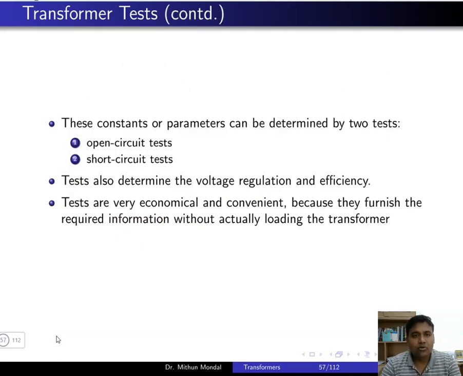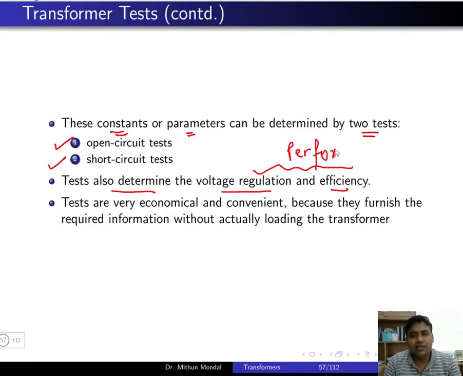So let us see how we do the test. These parameters, which are known as the constants, can be determined by the following two tests. One is known as the open circuit test and the other is known as the short circuit test. So we are going to perform two tests to obtain the parameters. The tests also determine the voltage regulation and efficiency, which are basically used to determine the performance of any transformer.